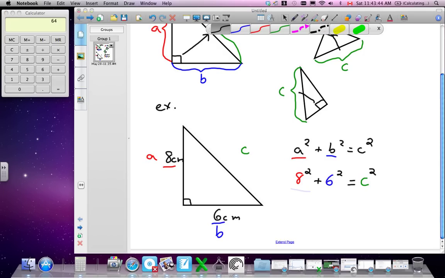64. There you go. I'm going to do it in black again. Okay. So 8 squared is 64. So I replace that with the number 64.